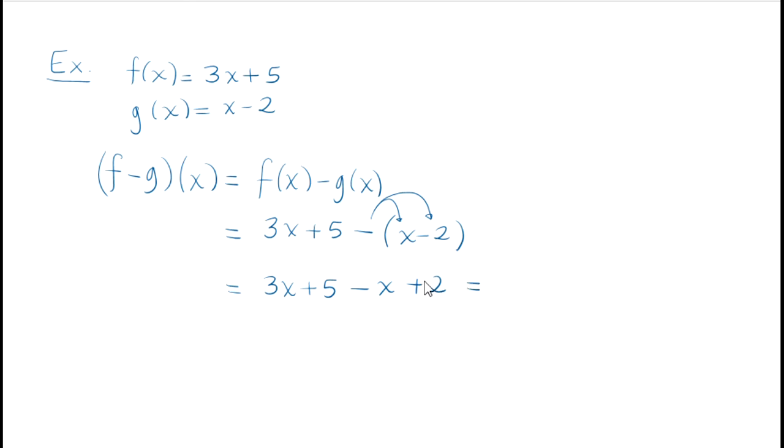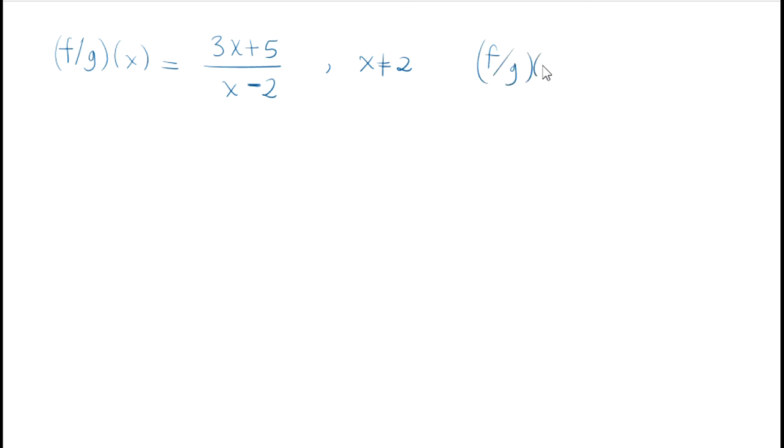So now combine similar terms. It's going to be 3x and negative x, which is 2x. Then you have 5 and 2, so it's plus 7. So that's how you find the difference of two functions.